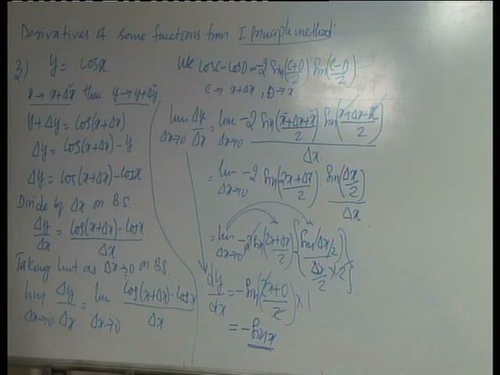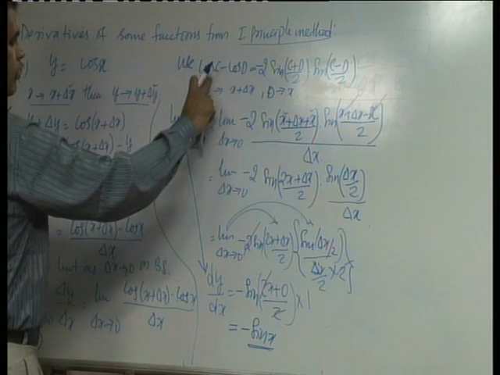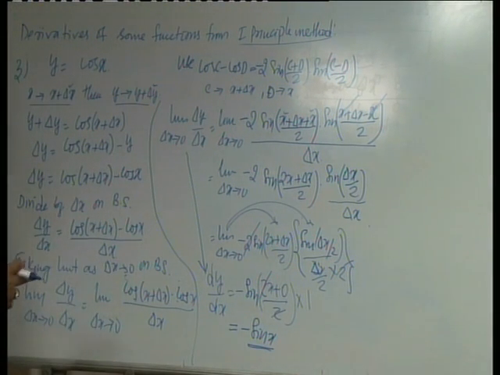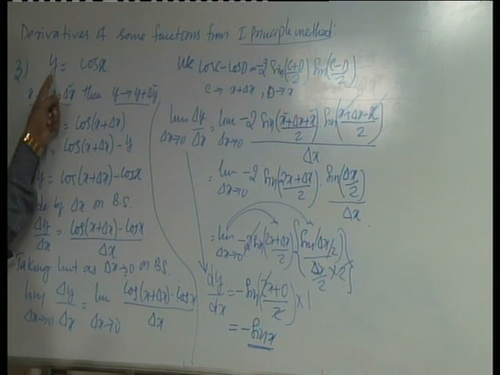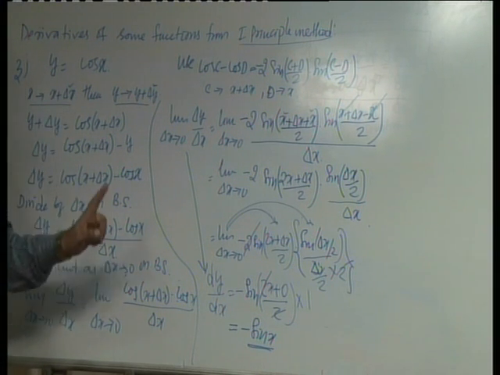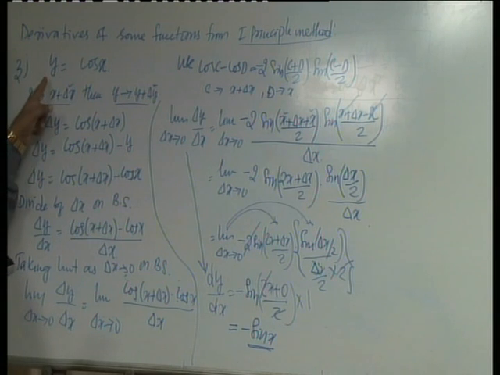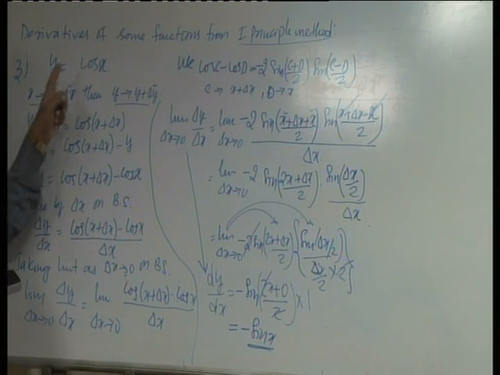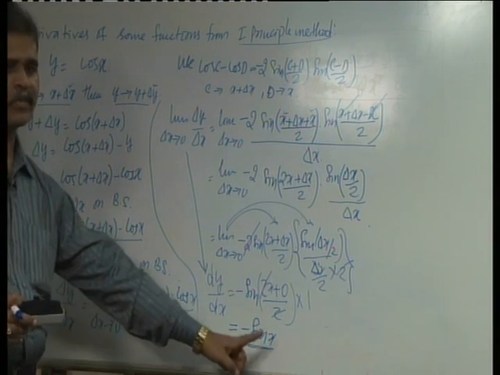This is the same procedure, only this formula will be changed, cos c minus cos d. For every other step, the other steps are common. So, we derived differentiation of x to the power of n is n into x to the power of n minus 1. We derived differentiation of sin x is cos x. We derived differentiation of cos x is minus sin x.